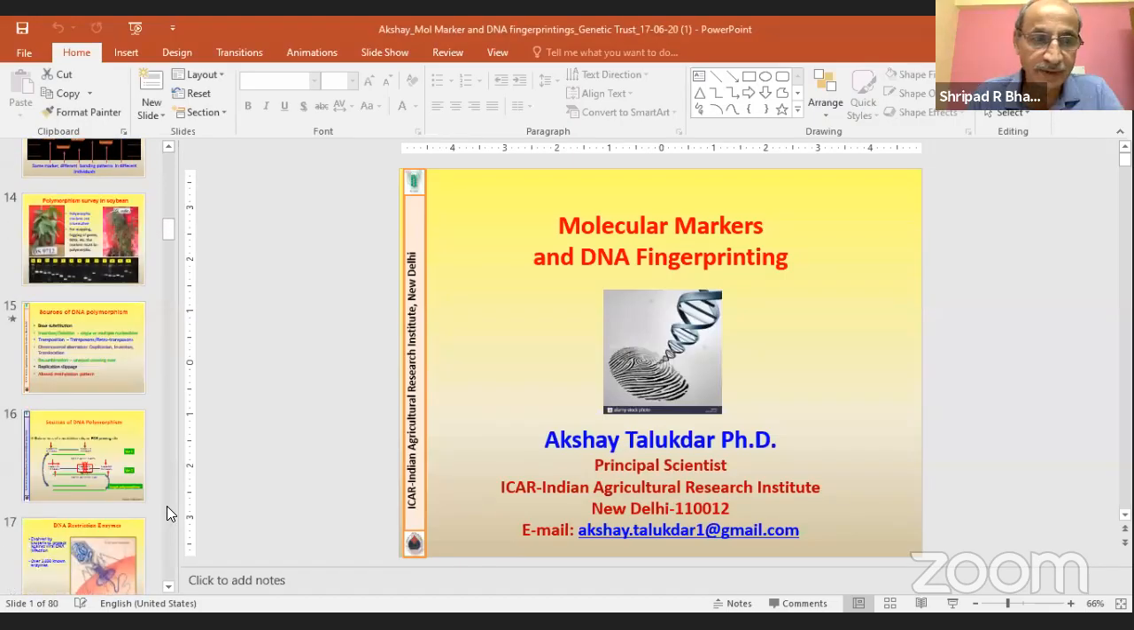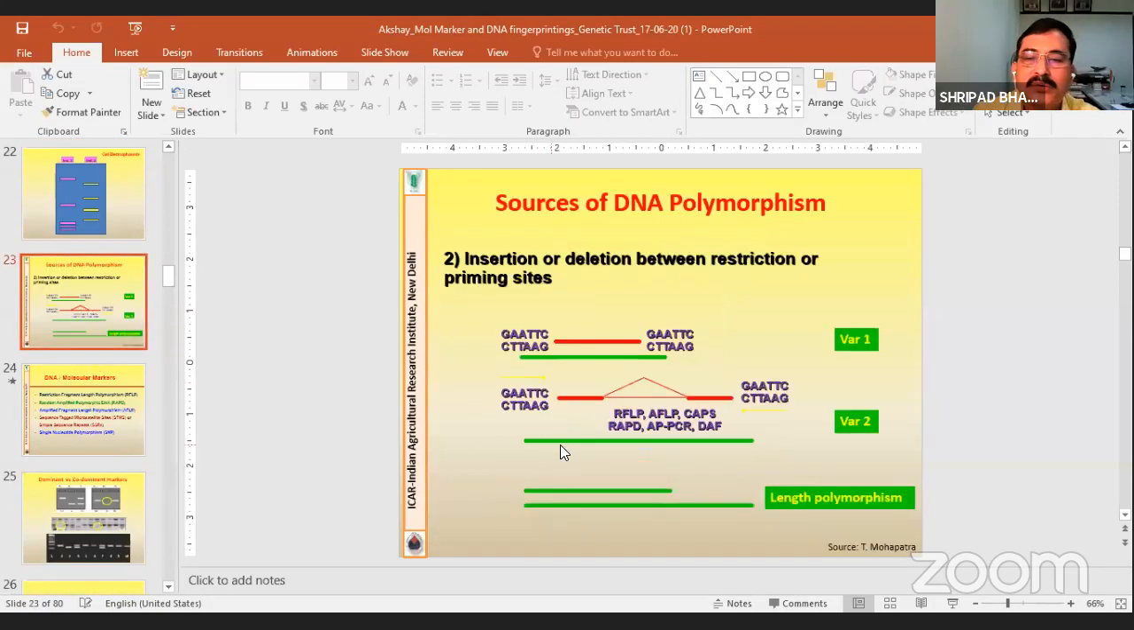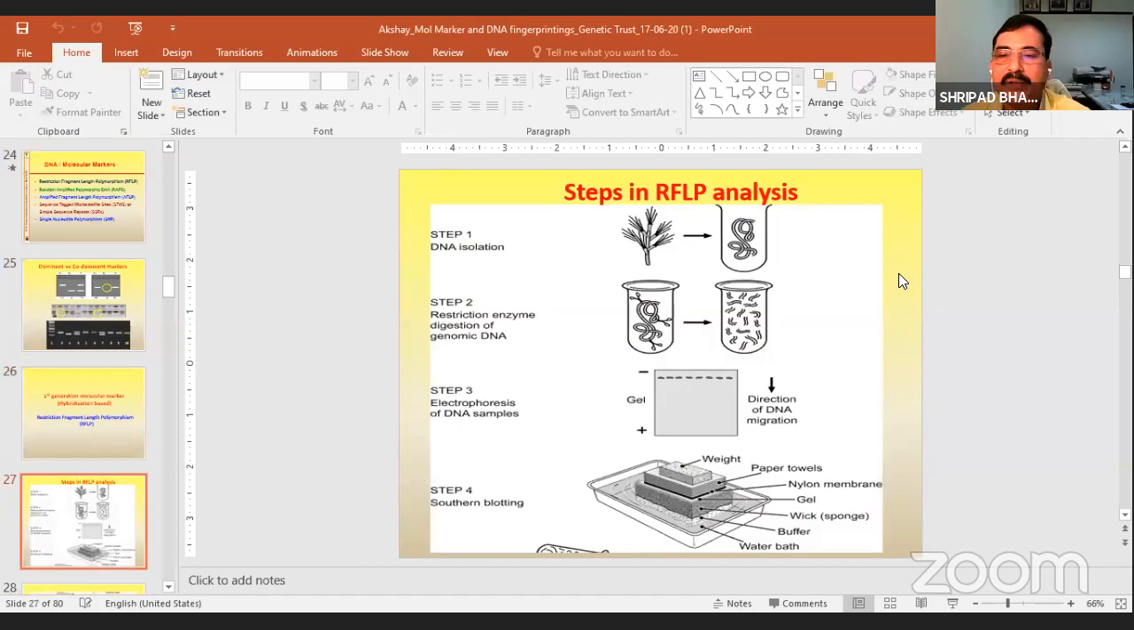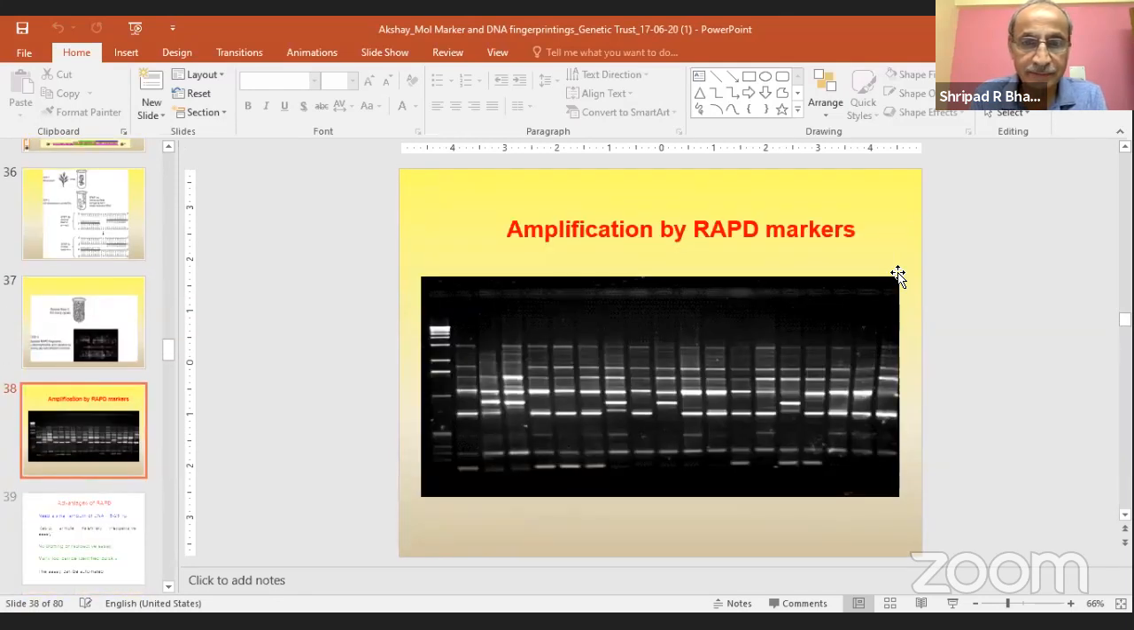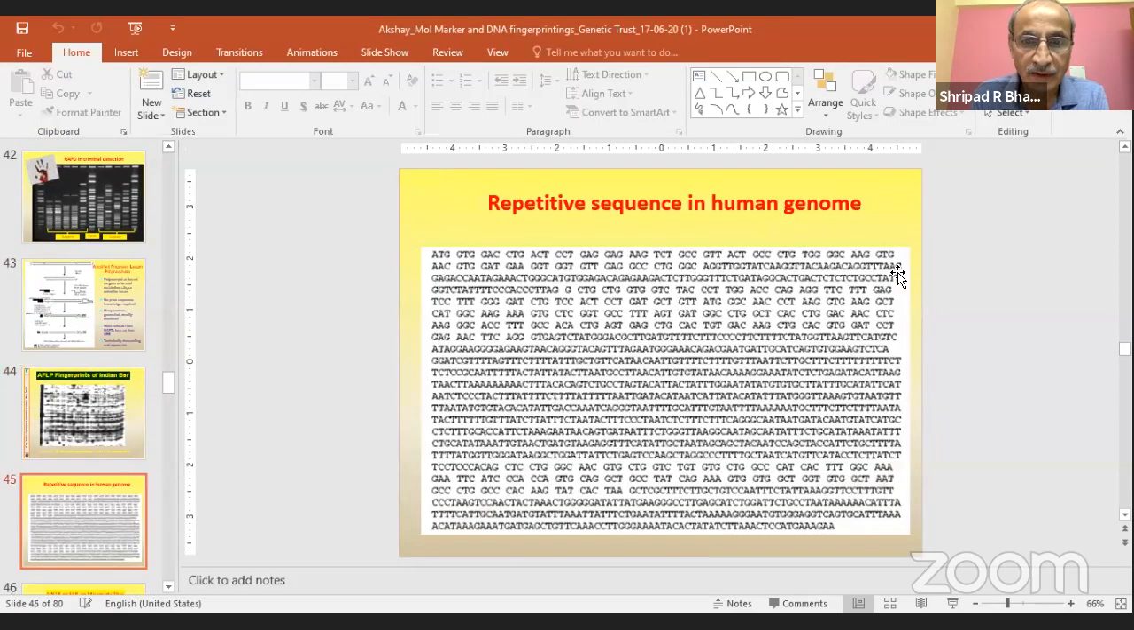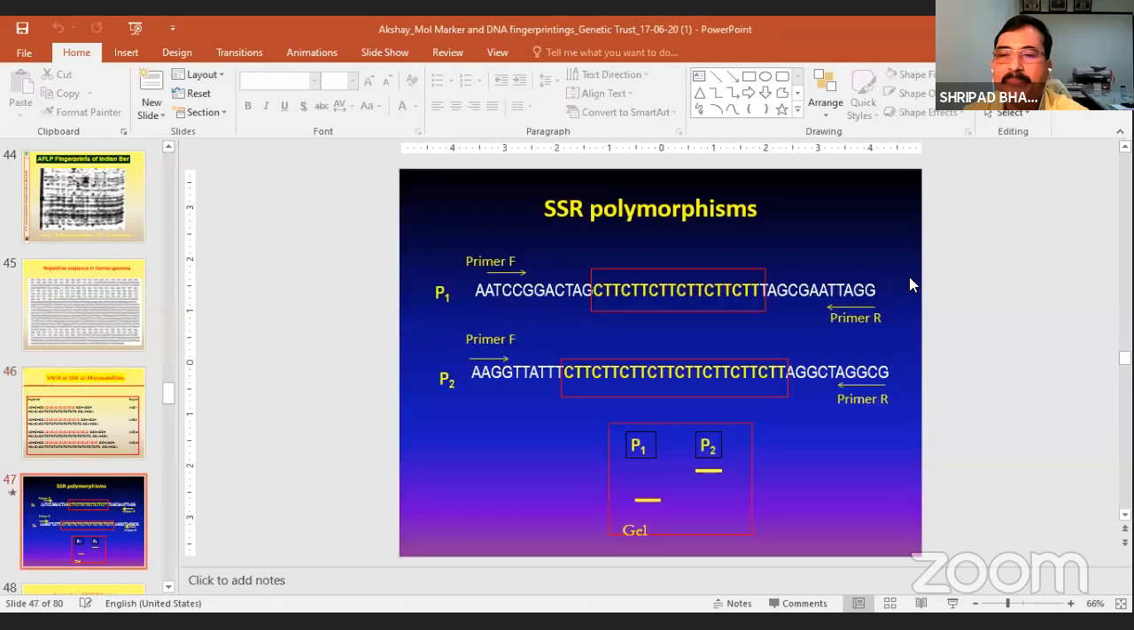Now, I noticed something in your slide. You are showing SSR polymorphism with those restriction enzymes. Go to that slide. I'll tell you what the problems are there. All right, let me go back and share. Is it here? No, not here. SSR. Okay, I'm going there. Where you have shown the primer... This one? This is SSR. You have started here. Yes. Okay, hold on here.